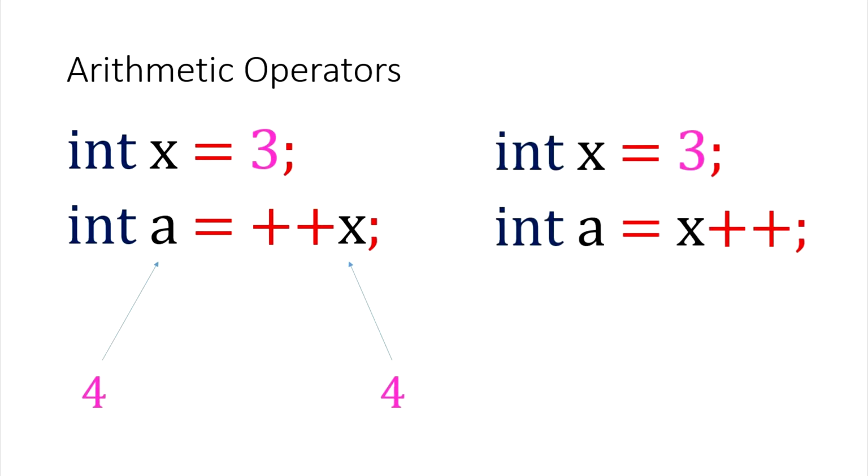In this example, however, x is post-incremented. The rest of the operation happens before the increment of x. Thus, a is assigned the value of 3 first, and then x is incremented to 4.